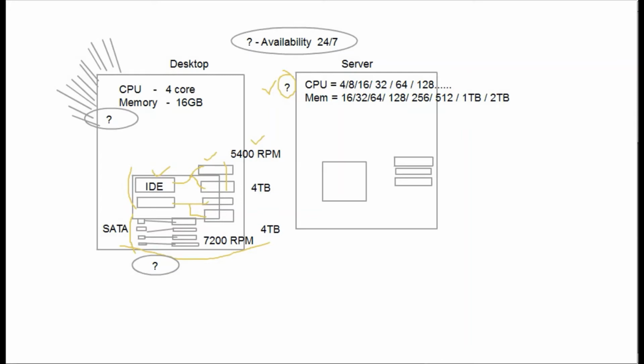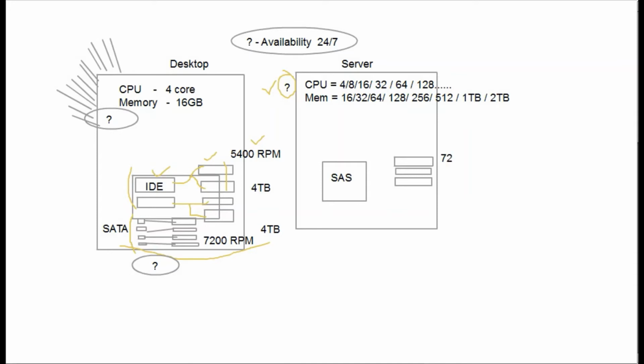It all depends on the controller you are using. So in a desktop, what controllers are we using? IDE and SATA controllers are used in a desktop. Let's look at the server. What controller can I use here? I'll be using a SAS controller. In a desktop, you'll be using IDE and SATA, but coming to the servers, they are all SAS controllers. So when I'm using a SAS controller, what is the capacity I can have?